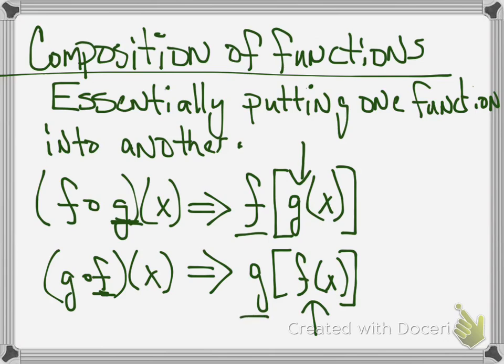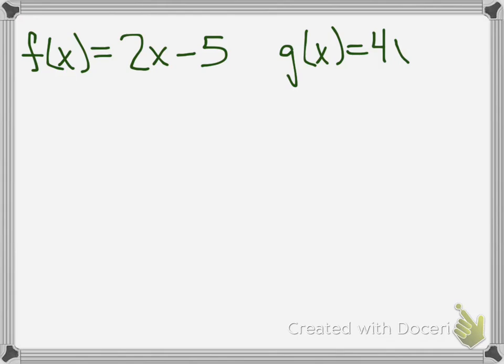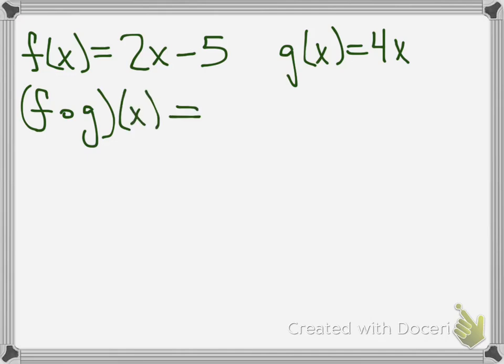Okay, what do I mean by that? Well, let's find out. Okay, so here's two functions. F of x is equal to 2x minus 5 and g of x is equal to 4x. So if I say g composite of f or f composite of g, I'm not even sure how that goes again. Basically, this means I'm going to put this function into this one.